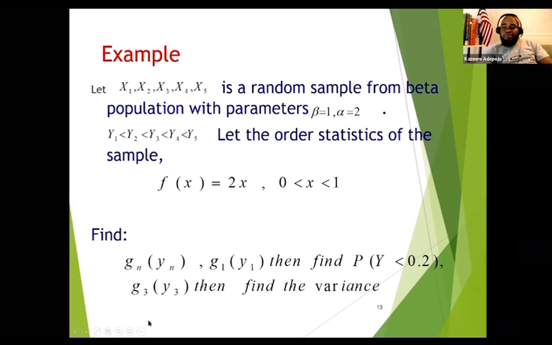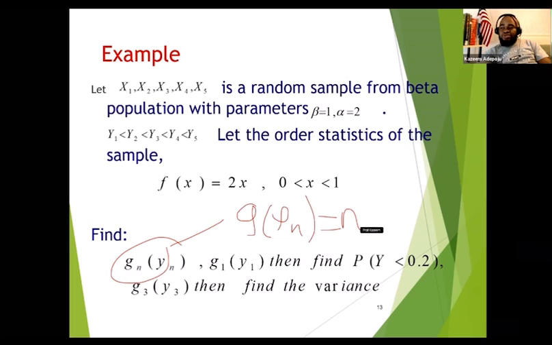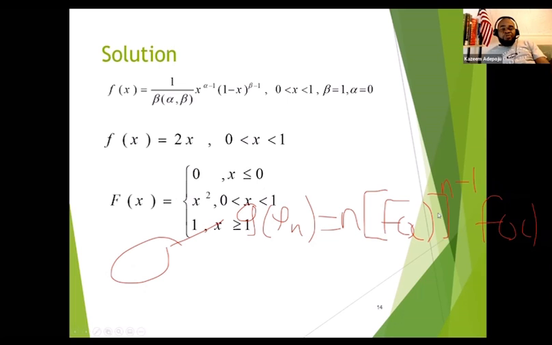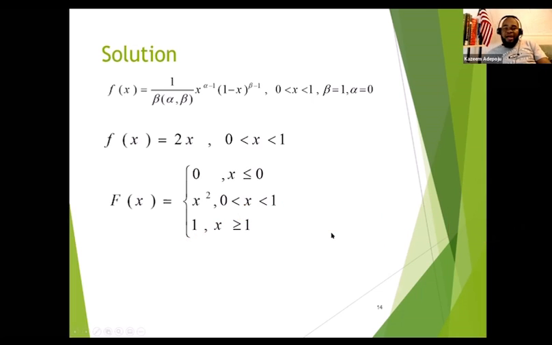For the maximum, you are going to use n times F of x raised to power n minus 1, times f of x. That is the formula you're going to use if you want to figure that out. Your n is going to be 5, so you're going to put 5 here, and your F of x, the CDF, has been determined to be x squared. You're going to put it here, and 5 minus 1, then your f of x is actually 2x. Then all you need to do is simplify, then you are done.